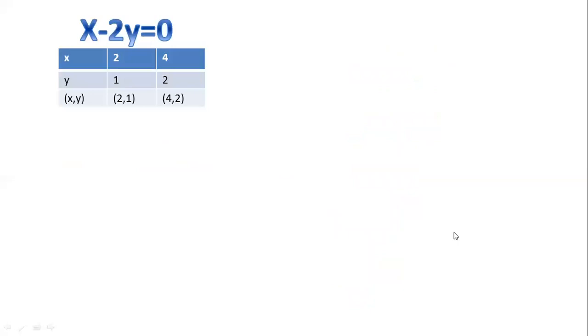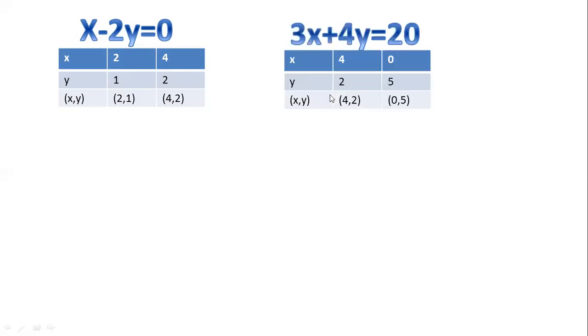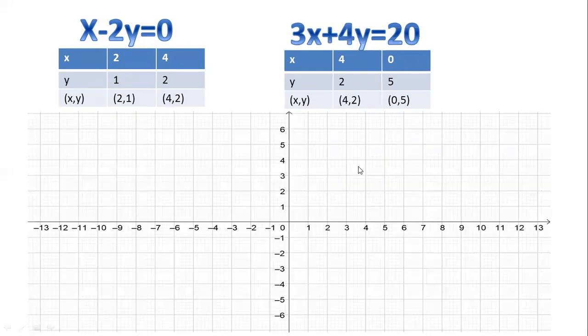Let us write them in a table. For the first equation, the two solutions are (2, 1) and (4, 2). For the next equation, the two solutions are (4, 2) and (0, 5). Now let us take a graph sheet. Now plot the first point, that is (2, 1).